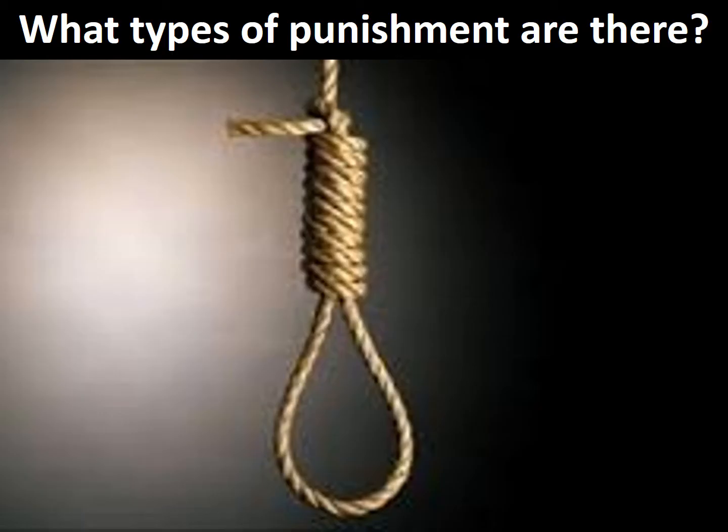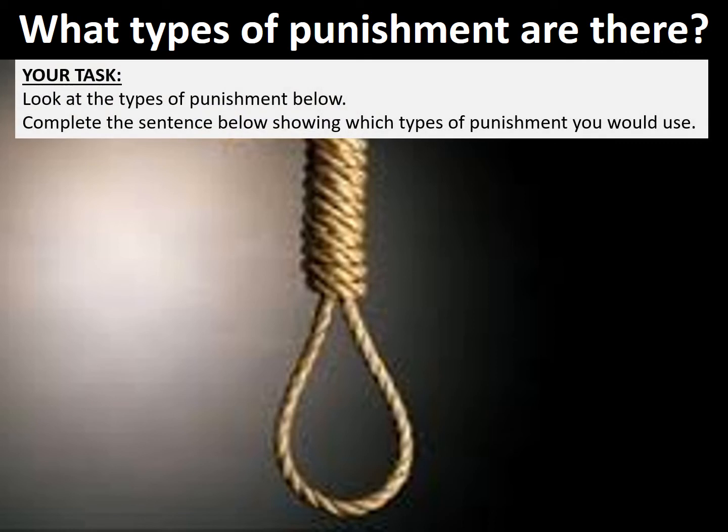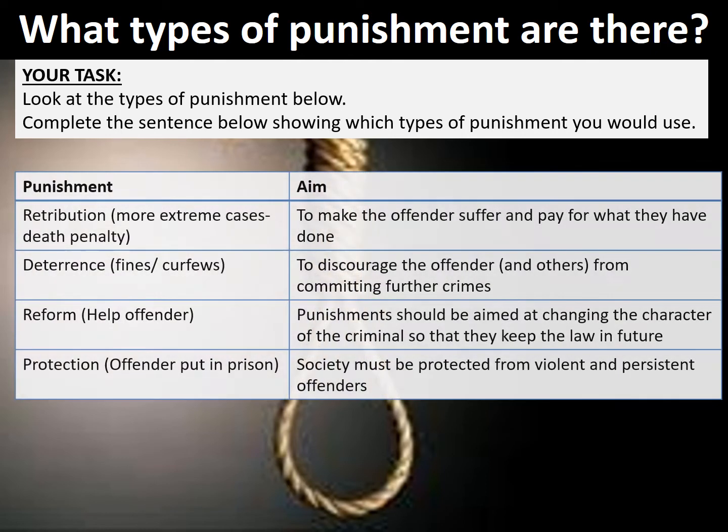Now, what types of punishments are there? In the table below, there are different types of punishment. So we've looked at the way that people can be punished, but the different types of punishments are below. It says here, complete the sentence below showing which types of punishments you would use. The first one is retribution. In more extreme cases, that might be the death penalty, for example. And the aim there is to make the offender suffer and pay for what they have done.